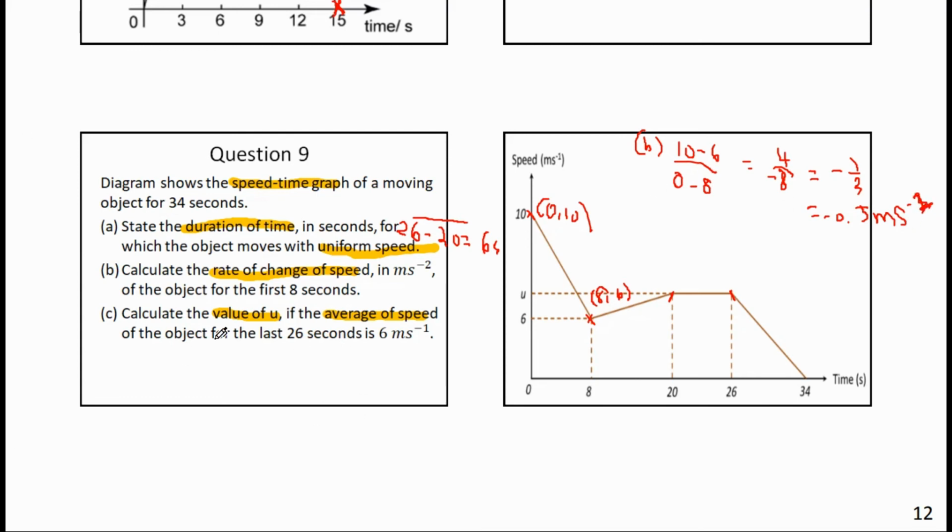Okay, C. The average speed. When you see the word average speed, the formula of average speed is total distance over total time. For the last 26 seconds, so last 26 seconds will be 8 to 34. Then we have to find the total distance first.